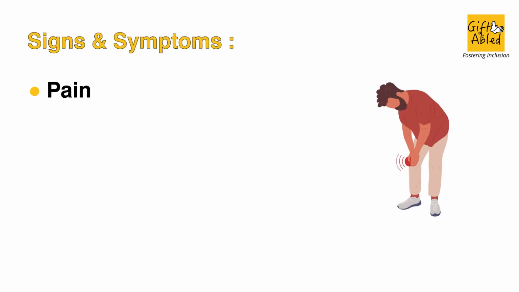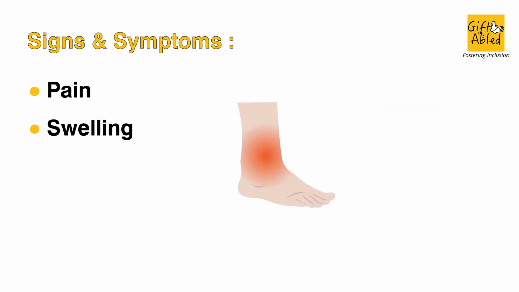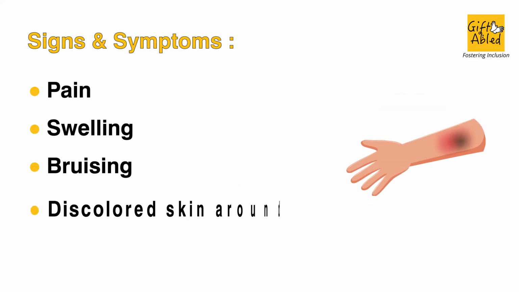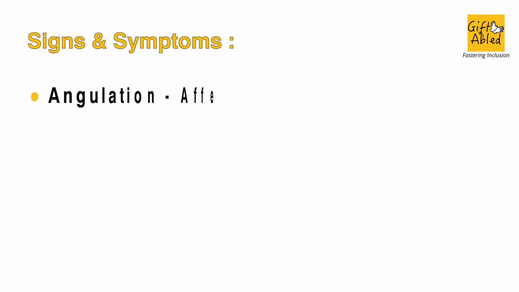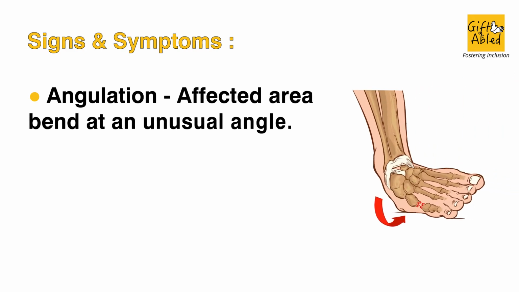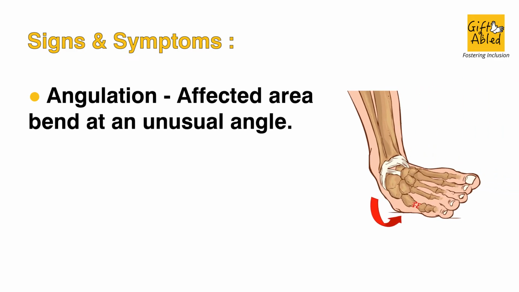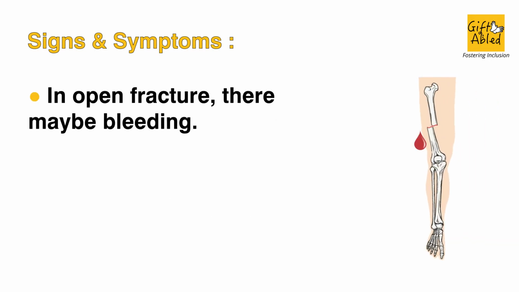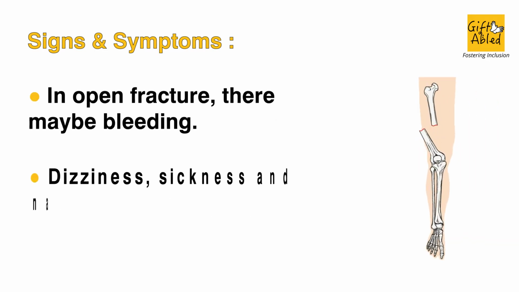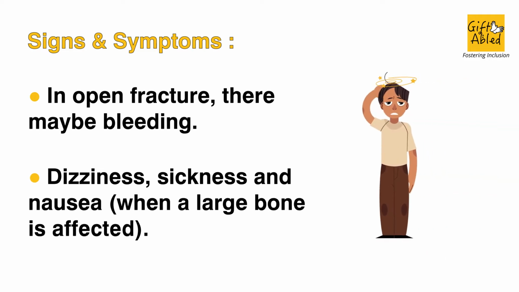Signs and symptoms. Pain, swelling, bruising, discolored skin around the affected area, angulation, the affected area bends at an unusual angle. Patient cannot put weight on or move the affected area. In open fracture, there may be bleeding, dizziness, sickness, and nausea when a large bone is affected.